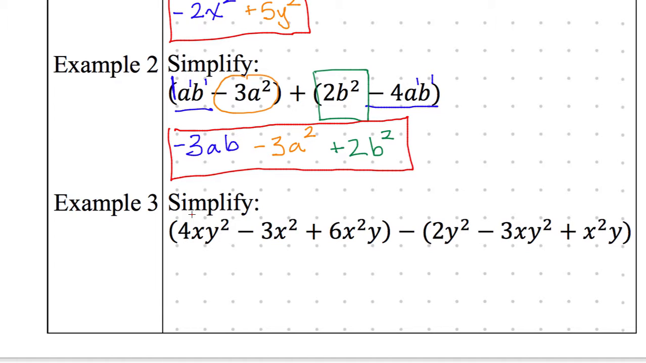How many people want to take a shot at this one? I got one hand. I got Fernando. I got 2 hands. I got Andres. 3 hands. Sergio. 4 hands, Jose. Andres, go for it.